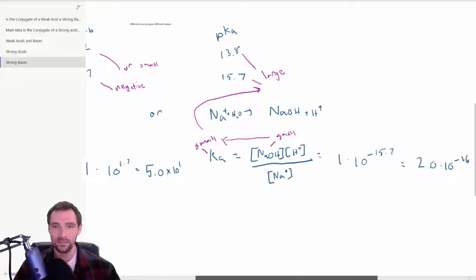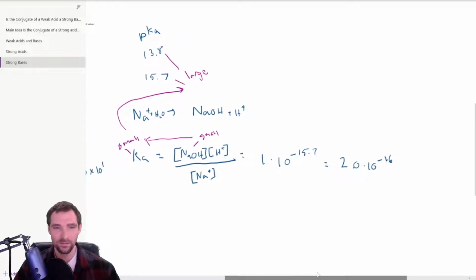And then with the Ka, we've got this similar sort of deal where this is very small for the sodium hydroxide. This is much more stable. And so we have a small number here, which makes a small Ka value, which then ends up making a large pKa value. Because remember, these are like those exponents.